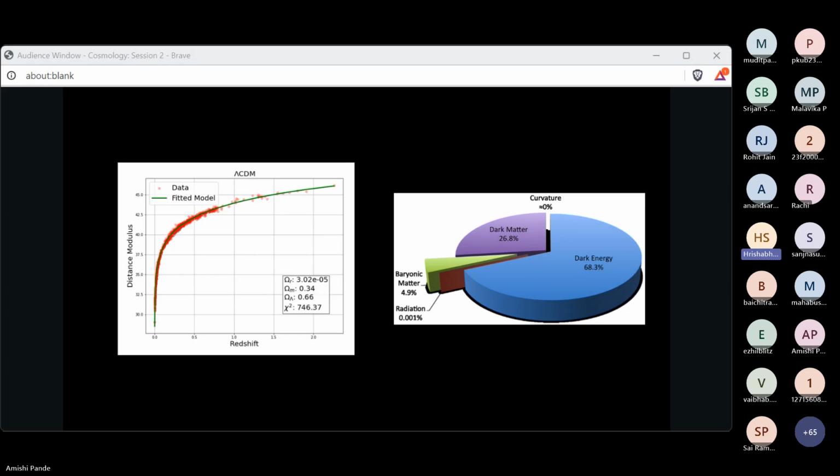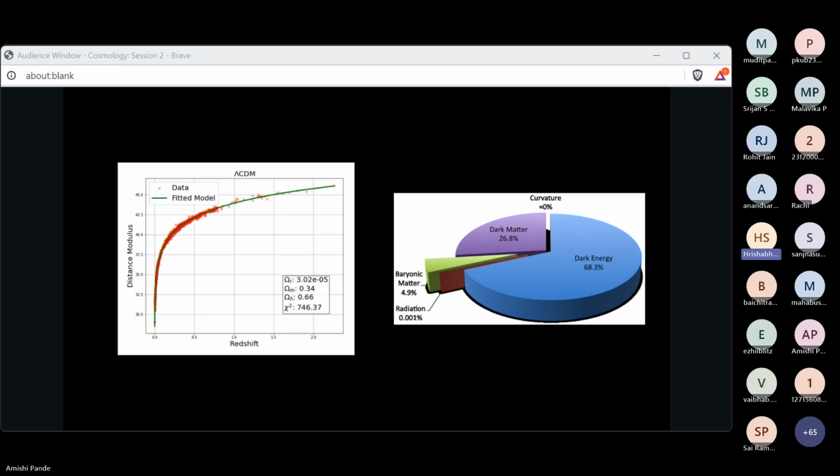On the left hand side is a plot, and this is how we do it. Again, I want to mention, you won't find this on the internet anywhere. This is my analysis that I did for my project. For the lambda CDM model, I fitted this equation with the data that I had, and I have written the values of the constants that I obtained here. Omega r was at 10 raised to minus 5. These omegas are actually the percentages. So radiation is 0.001%, as you see in the pie chart.